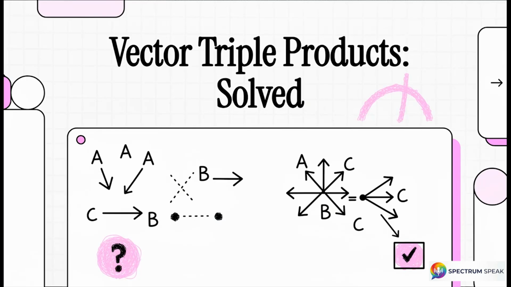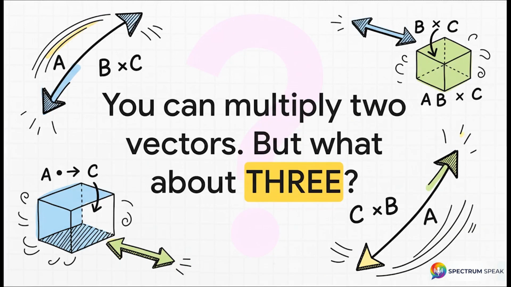All right, let's talk about something that trips up a lot of people. Vector triple products. You see three vectors in an equation and your brain just kind of freezes, right? Like, what am I even supposed to do with that? Well, you're not alone. They look super intimidating, but I promise, by the end of this, we're going to pull back the curtain and make it all make sense. So let's get right into it.